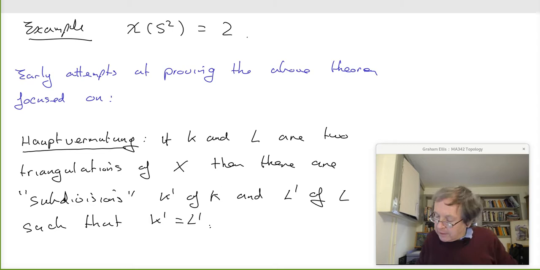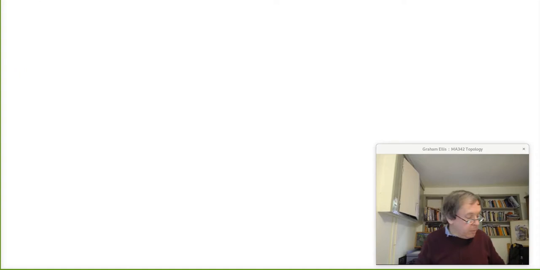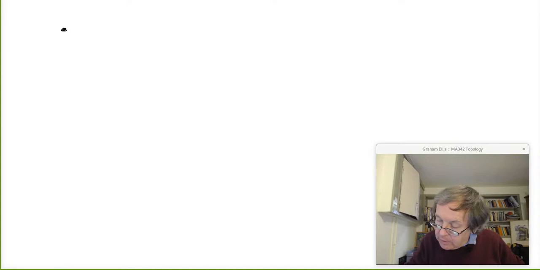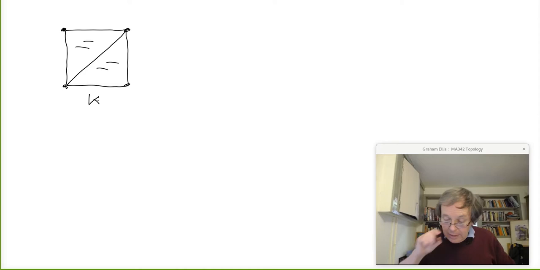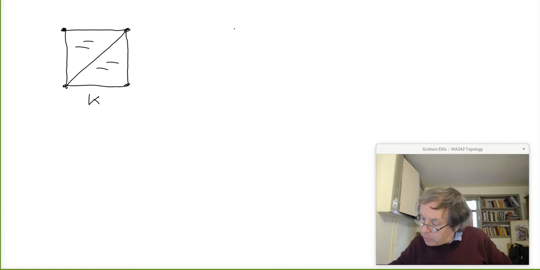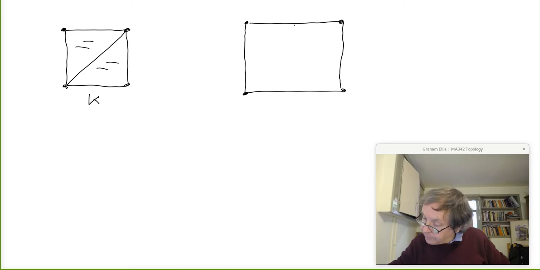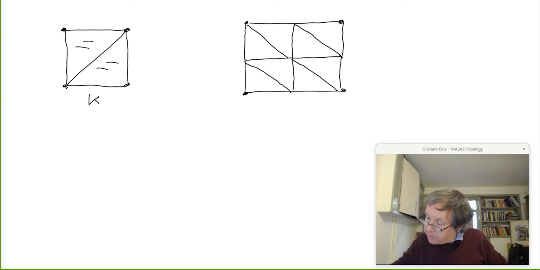For that conjecture to make sense, I have to explain better what I mean by a subdivision. Let me just do it by means of an example. Suppose I had a simplicial complex. This is my K. That's homeomorphic to a square, a solid square piece of paper. Let me draw another simplicial complex, also homeomorphic to a square piece of paper. They're all filled in triangles.